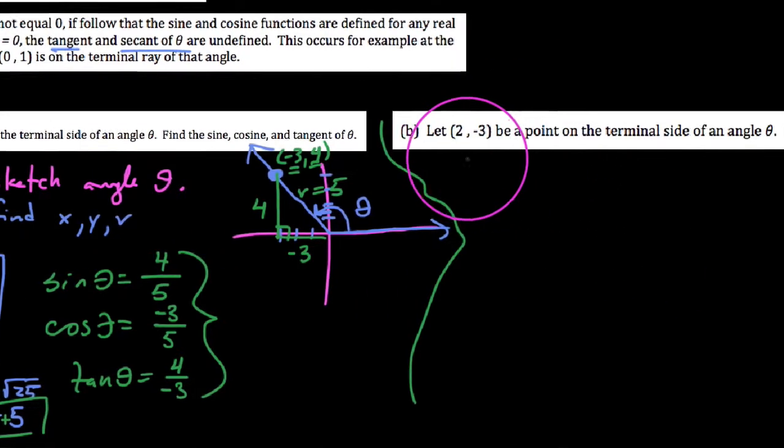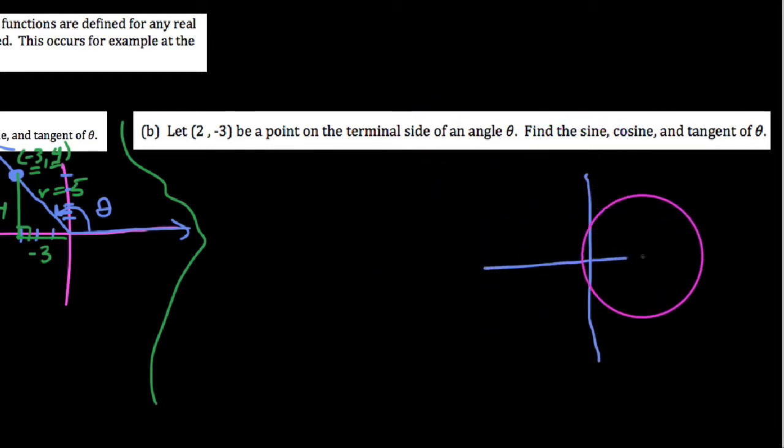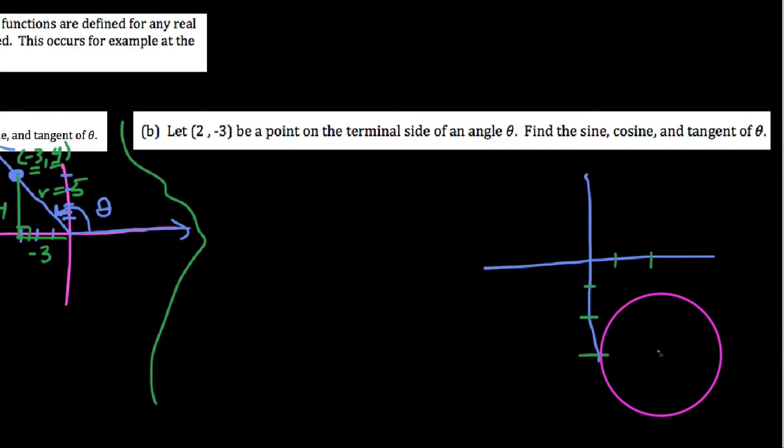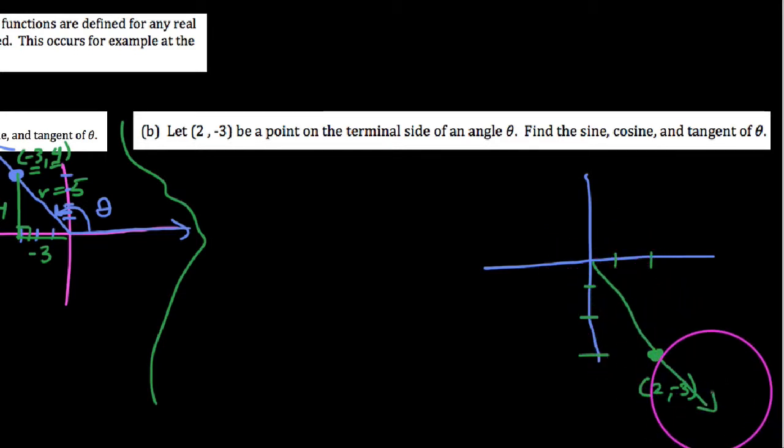Let's let the point 2, -3 be a point on the terminal side of the angle theta. So the nice thing about this is we already have a point on the terminal side. We'll go right 2, and we'll go down 3. We've been told that this point 2 comma negative 3 is on the terminal side of our angle. So we're going to go ahead and sketch this angle in. Here is the angle.